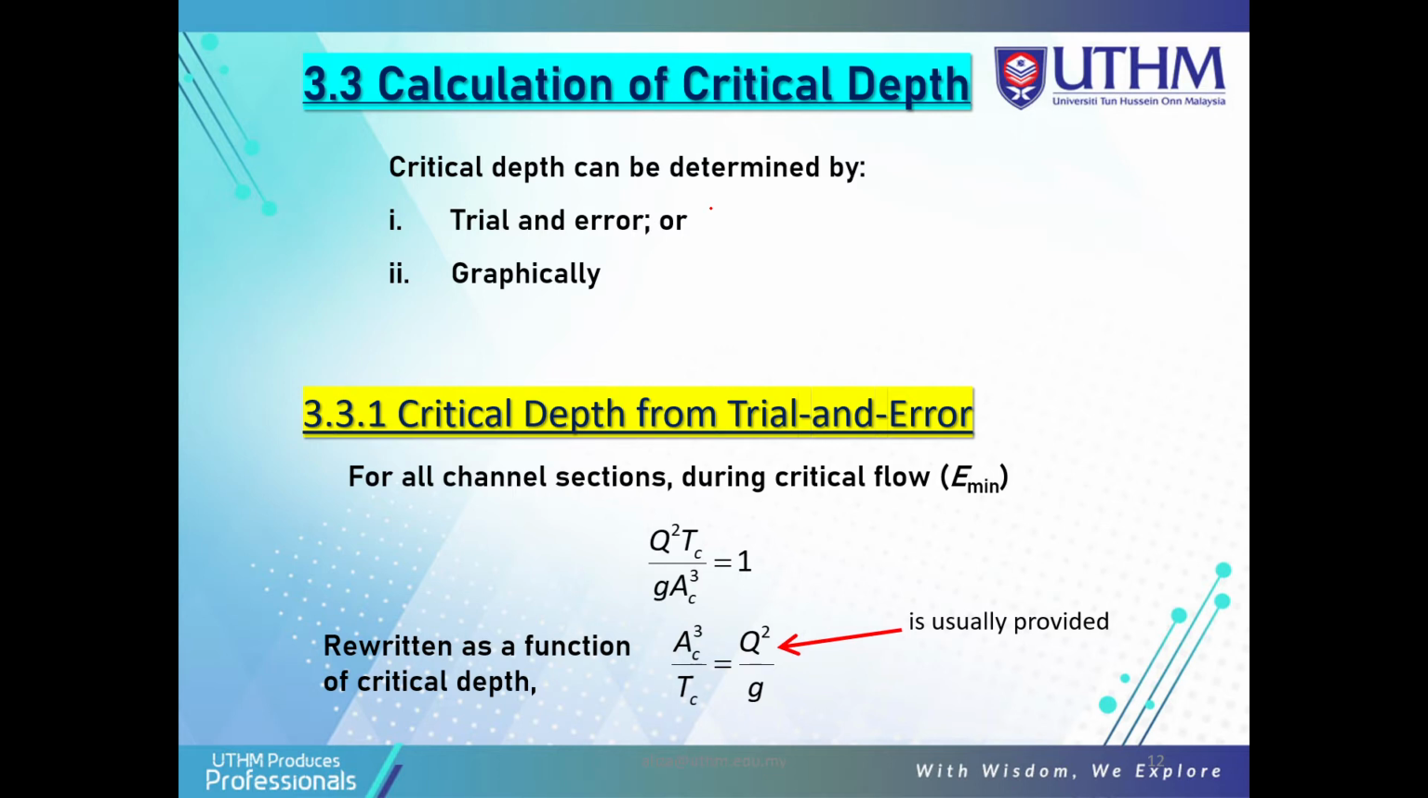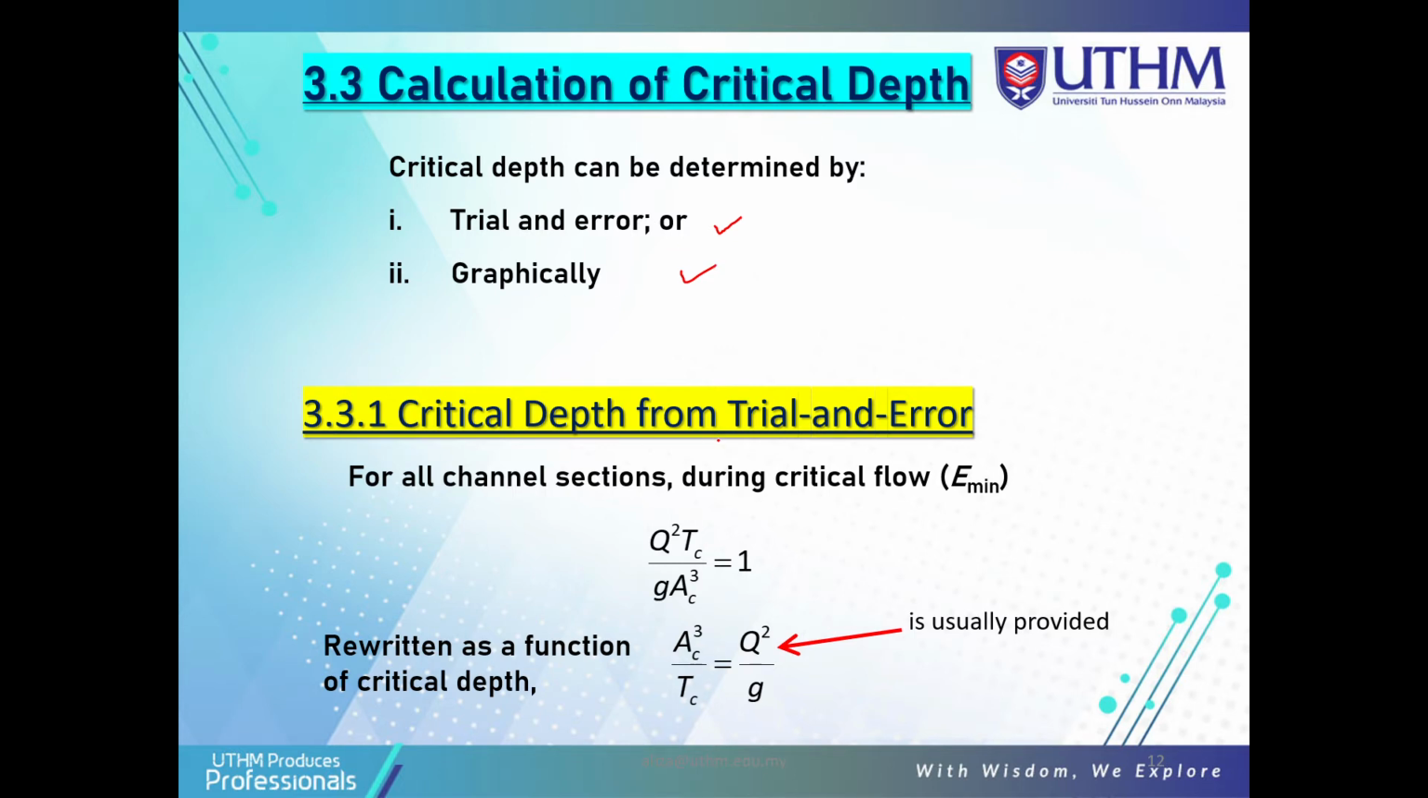Now we look at the calculation of critical depth. In chapter 2, we had three methods for calculating normal depth: trial and error, graphically, and the design chart. For critical depth there are only two methods: trial and error and graphical.